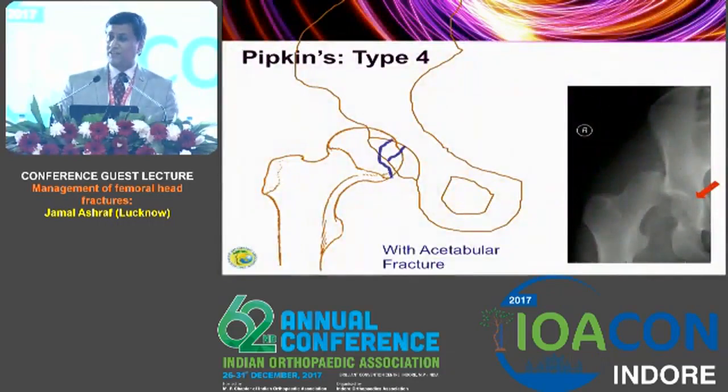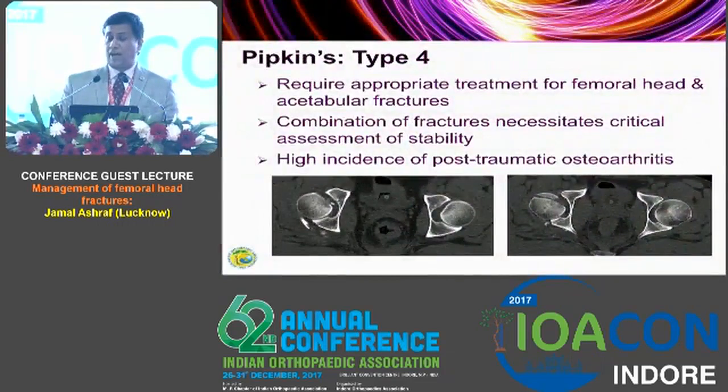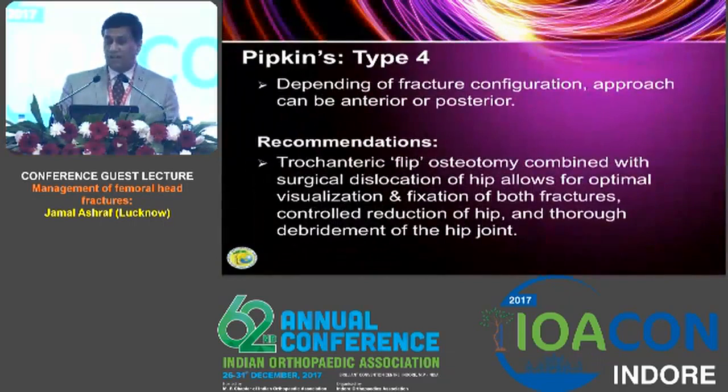Type 4 fractures are those with an associated acetabular fracture. These require appropriate treatment for femoral head and acetabular fractures, since these are associated with high incidences of AVN and post-traumatic osteoarthritis. In contrast to the type 2 fractures, it is often easier to fix these through a posterior approach along with a trochanteric flip osteotomy, which gives good visualization, good fixation, and the chance to fix the posterior wall fracture at the same time.